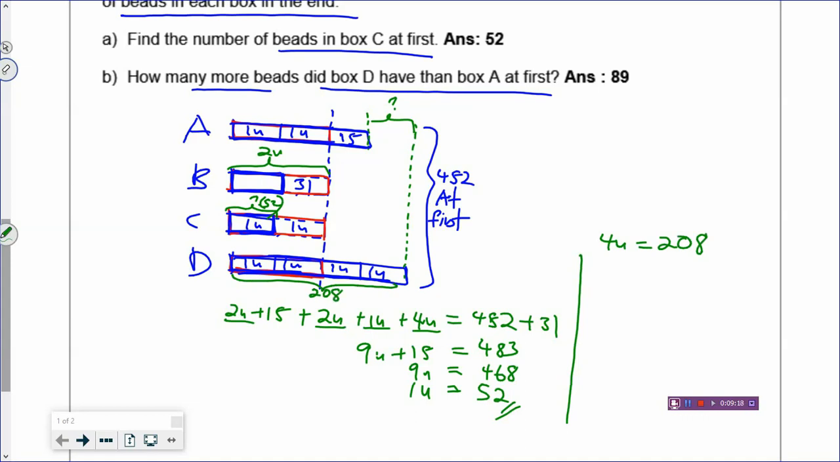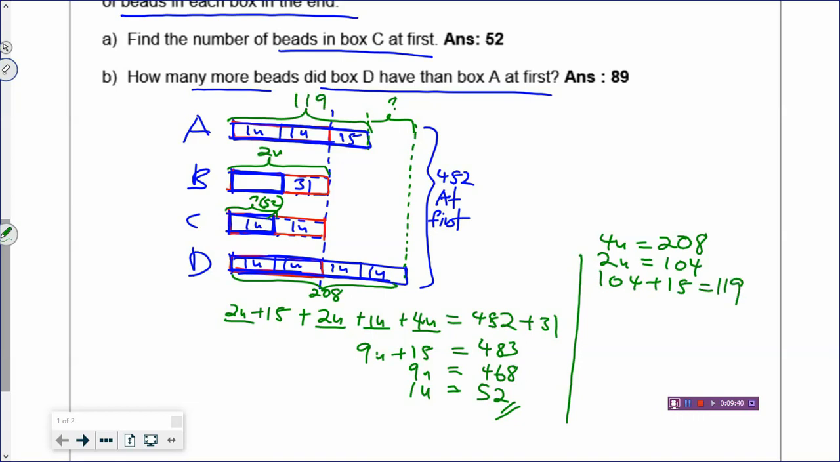And then box A has how many? Box A will have 2 units plus 15. So 2 units will be 52 times 2. Okay, 52 times 2, and that will be 104. And then 104, you plus 15. So box A has 119.